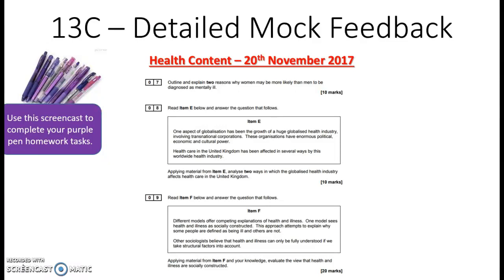So the idea of this screencast is so that I can give some detailed feedback on the November mock that was completed on the 20th of November, and you can use your Purple Pens to go through and add and adapt your homework to then bring that work back into me, and I can see that some improvements have been made. Now, you know as well as I do that there's a lot to get through in terms of content, and I think it's valuable for you to have access to this kind of detailed mock feedback as well as what we do in lesson, so you can spend some in-depth time going through what could have been completed better.